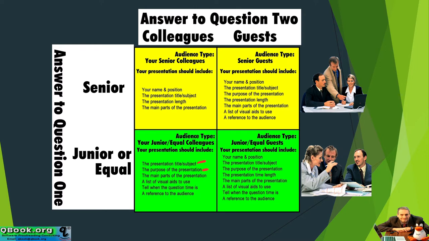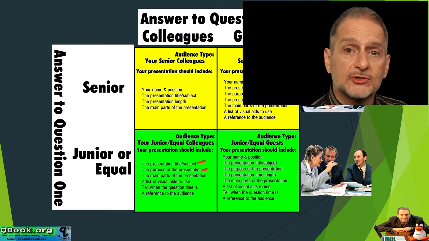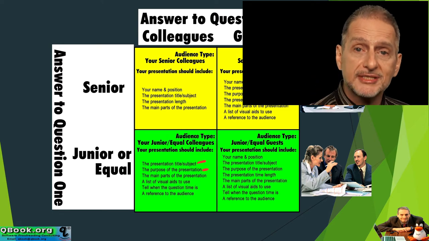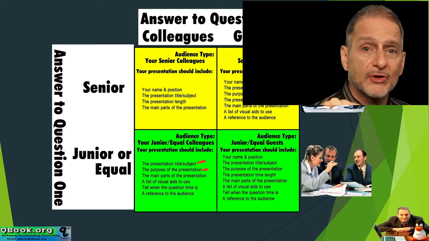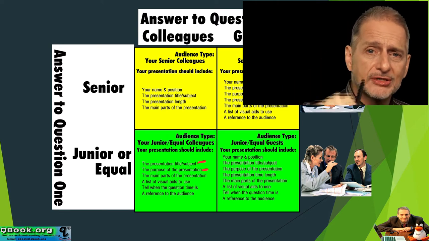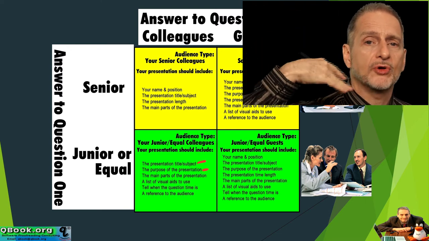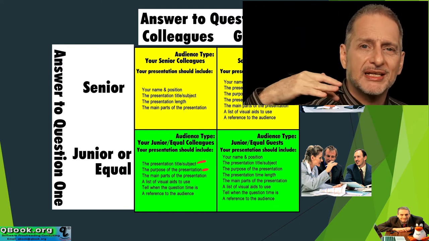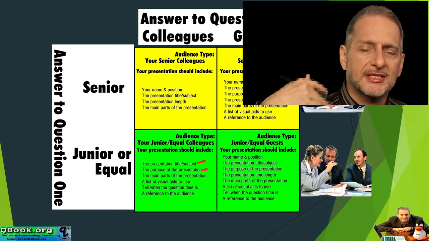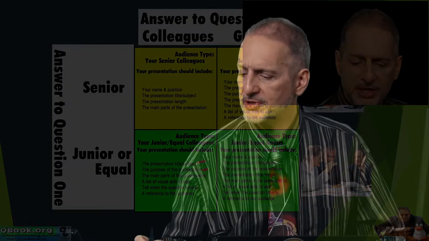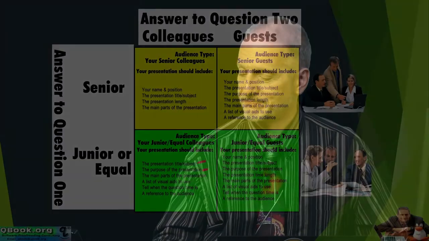You need to tell the presentation purpose. Why are we here today? Now, this is important because here you're trying to explain why are you listening to me? I mean, you guys are all very busy and I'm talking to you because I'm above you or equal to you. So this meeting is to tell you something, this presentation is to tell you something. So you need to explain why this meeting is happening, why this is taking place.